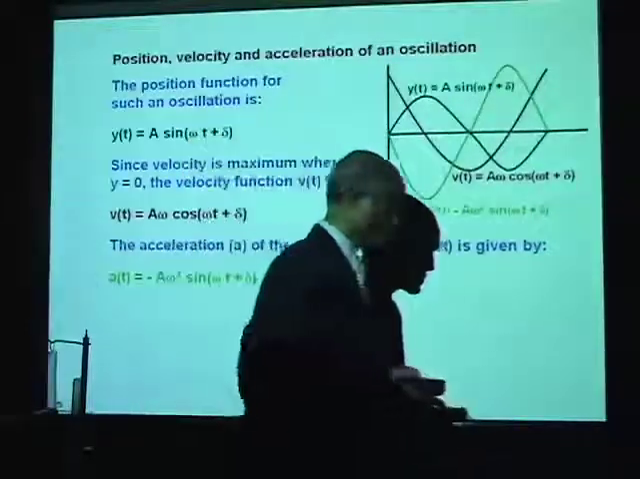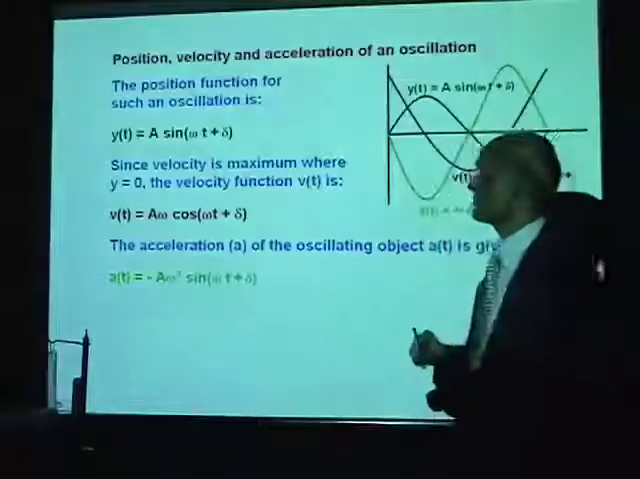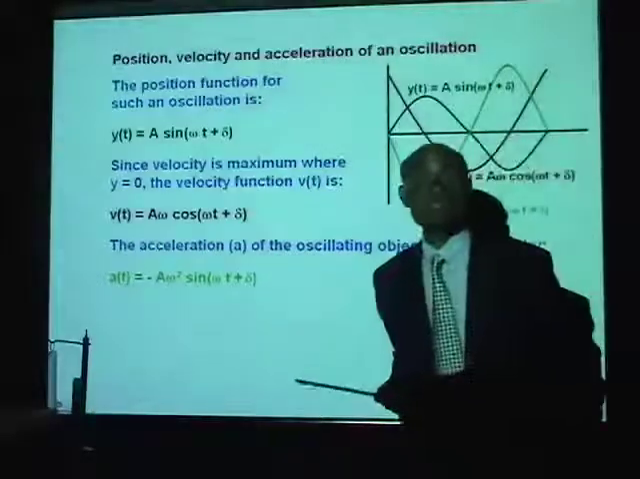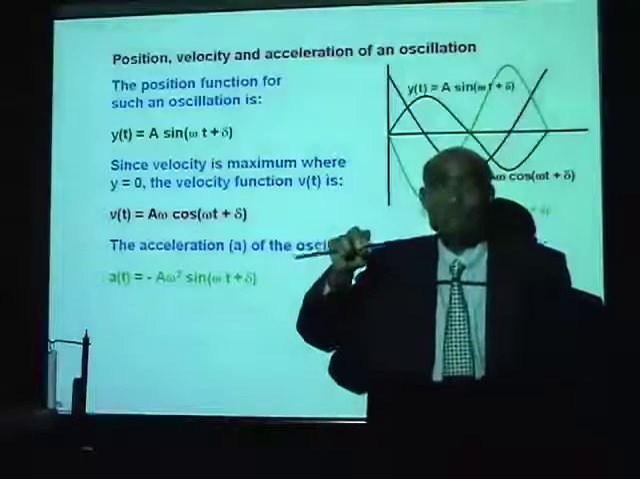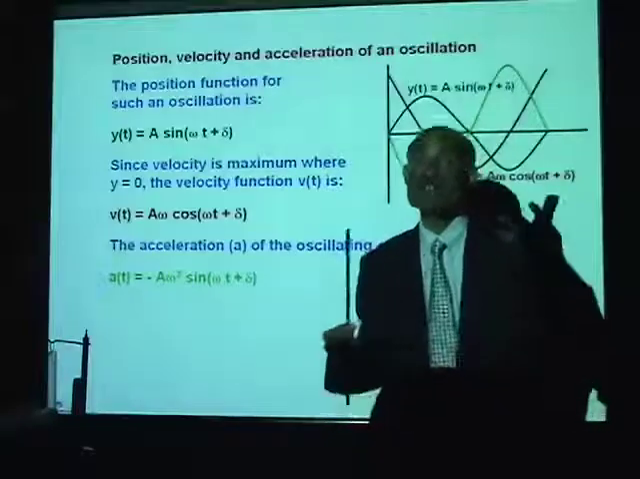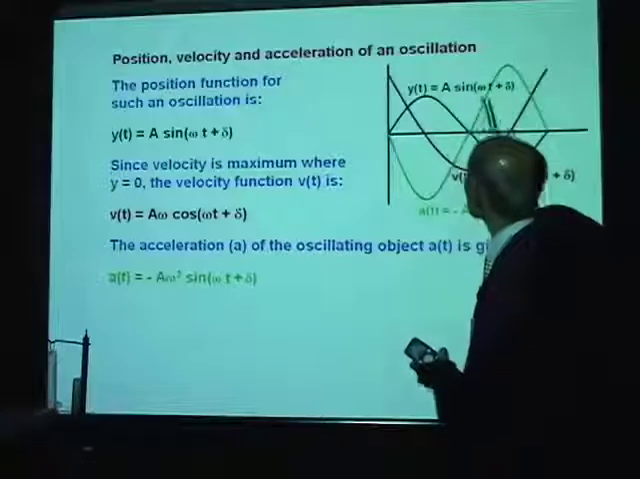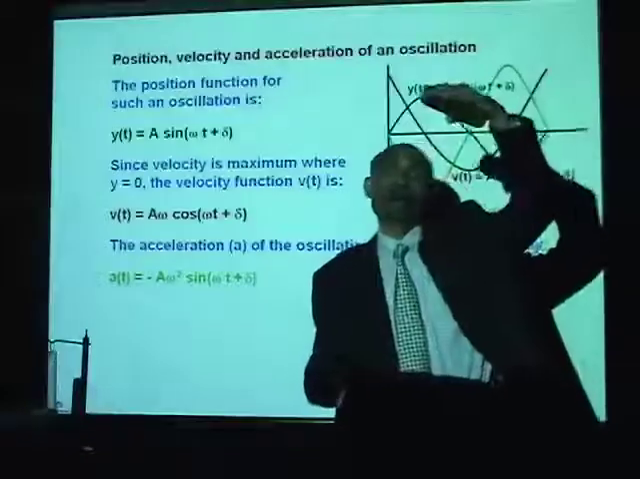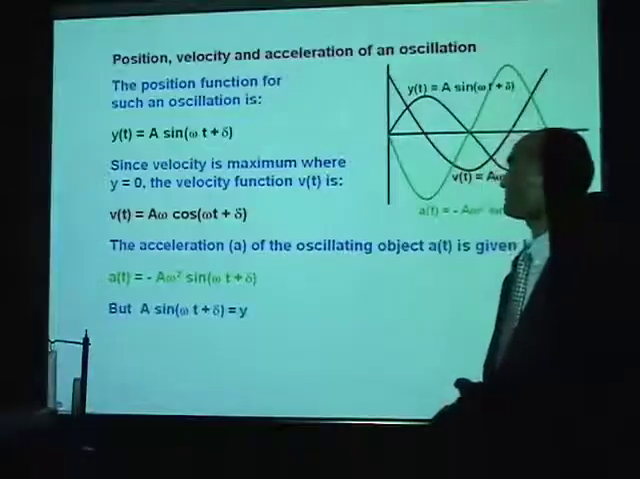All right, I want you to take note of these and keep track of these equations. All right, so once again, where is the velocity maximum? Velocity is maximum where y equal to 0, at the equilibrium position. Now, where is the acceleration maximum? The acceleration will be maximum at the two extremes. Is that right? At the lower extreme and at the upper extreme. You have maximum values of the acceleration.